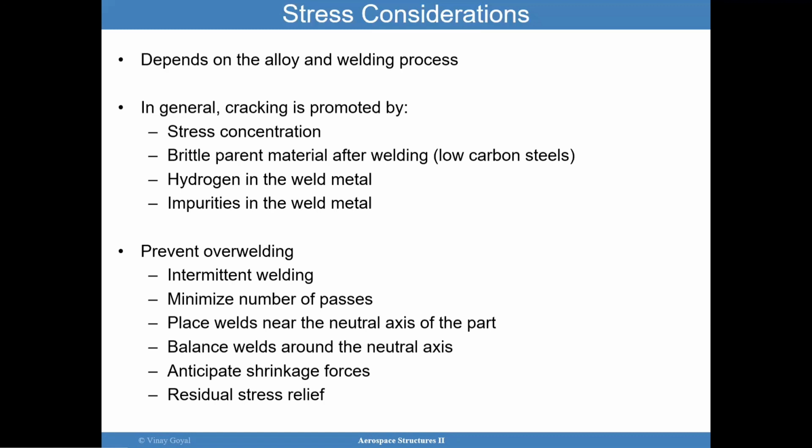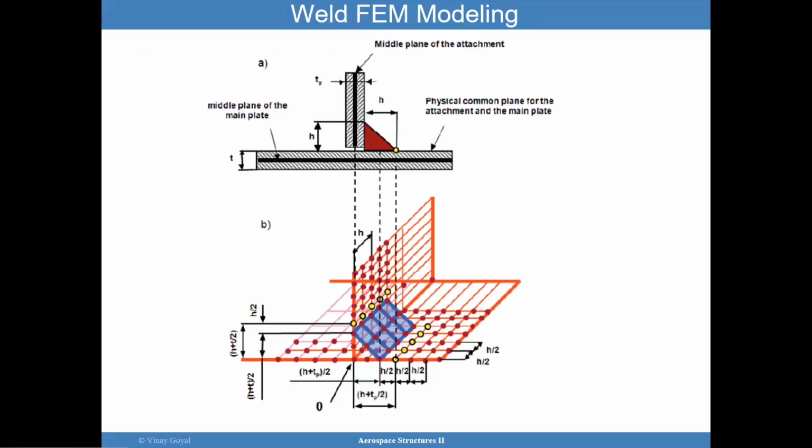Place welds near the neutral axis of the part, and the purpose there is to reduce eccentricity, since a significant amount of eccentricity could be one of the issues causing cracking. So you want to place them near the neutral axis to reduce that eccentricity. Balance welds around the neutral axis and anticipate shrinkage forces, because when a weld cools down, there will be shrinking going on. Residual stress relief could be used to mitigate some of these concerns.